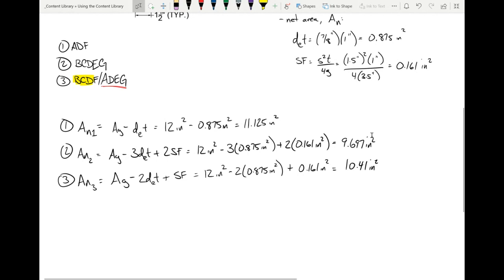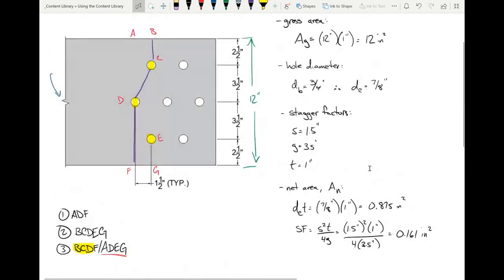Before we conclude the problem, that was path B, C, D, F. Is there really any difference between that and A, D, E, G? Draw path A, D, E, G, and then ask yourself, how many bolt holes? It's going to be 2. How many stagger factors? It's going to be 1. So there's no difference, right?